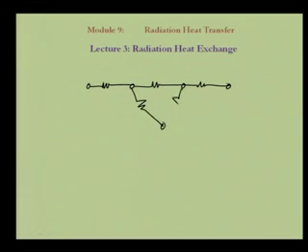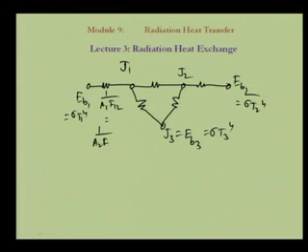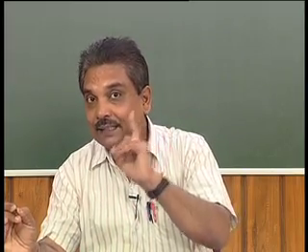Here EB1, this is J1, J2, EB2, and here it is J3, which is equal to EB3, which is equal to sigma T3 to the power 4. EB1 is equal to sigma T1 to the power 4, and EB2 is equal to sigma T2 to the power 4. This is the space resistance 1 by A1 F12, which is equal to 1 by A2 F21. This is 1 minus epsilon 1 by A1 epsilon 1. This is 1 by A1 F13, which is equal to 1 by A3 F31, and this resistance does not exist here. So, the large area case and the insulating case look similar, but they are not exactly the same thing.